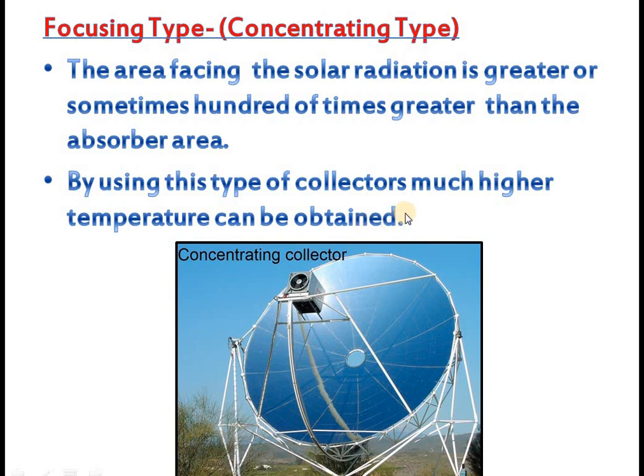Compared to the flat plate, this focusing plate reaches a much higher temperature because the whole energy from this area is focused to a single point. Just like in your childhood, you must have focused solar radiation using lenses and burned small paper pieces. Very similar to that. Here, high temperature is produced. So that is one of the major differences between flat plate and focusing plate.